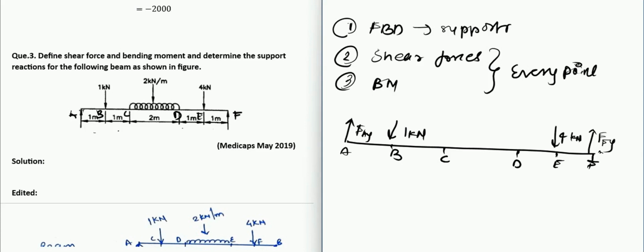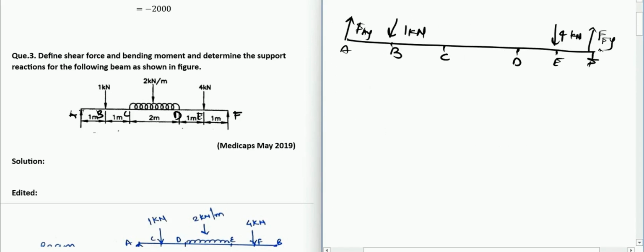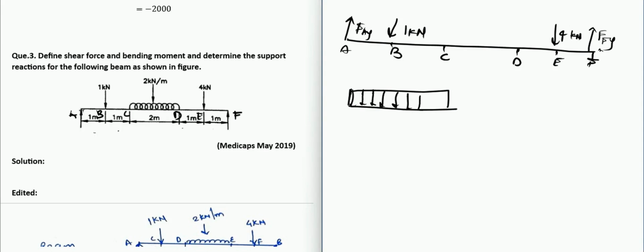As you know, whenever we solve these problems, we need to convert the uniformly distributed load into a single point load to make the FBD. So let's see how we can do that. We have a uniformly distributed load, which can also be called a rectangular load. Let us say the value of our load is some K, and the length of the beam is L.